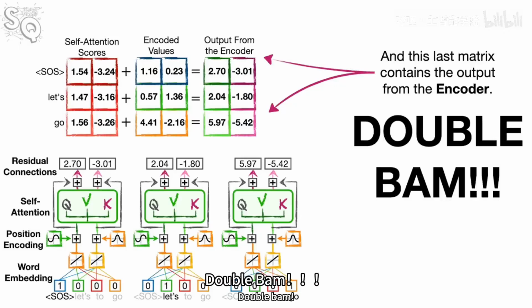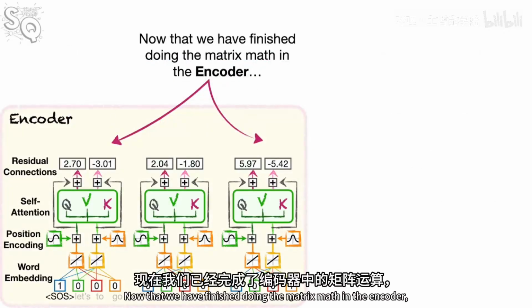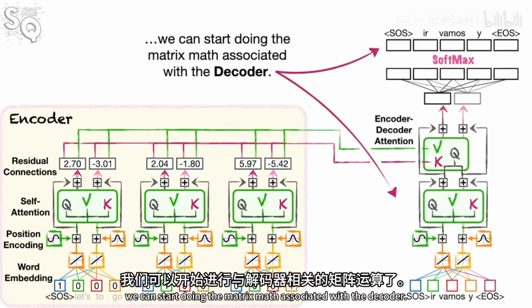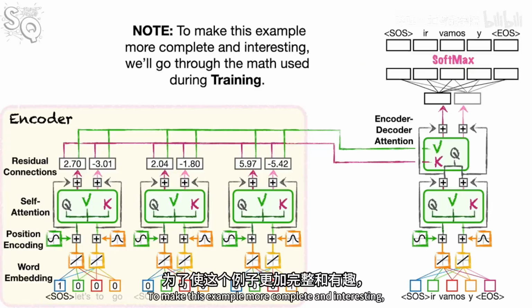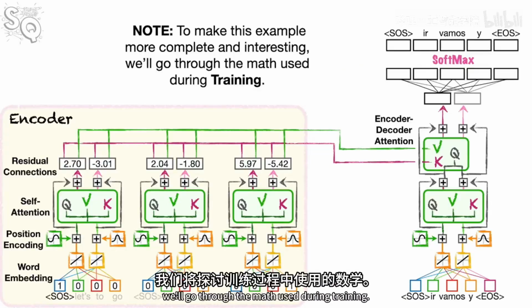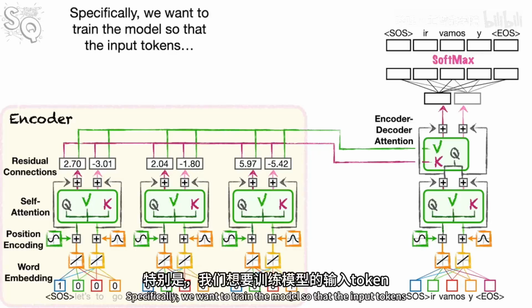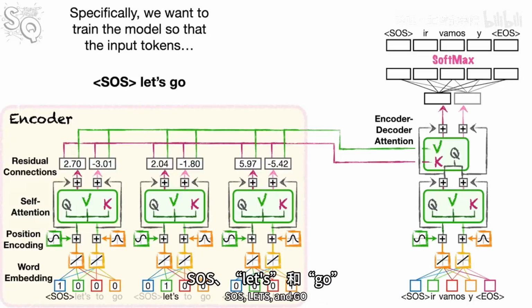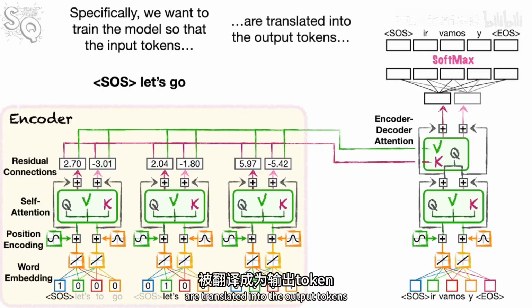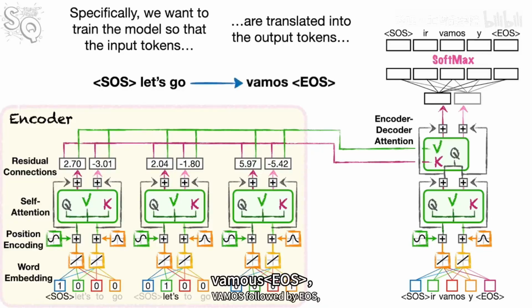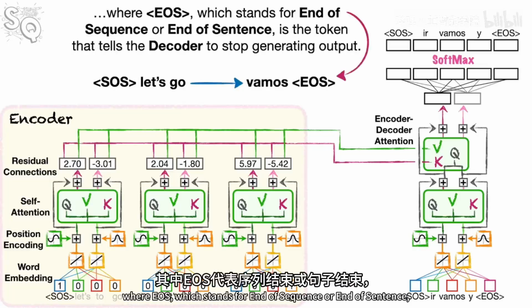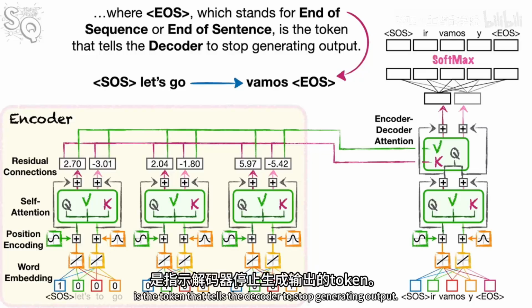Double bam! Now that we have finished doing the matrix math in the encoder, we can start doing the matrix math associated with the decoder. Note, to make this example more complete and interesting, we'll go through the math used during training. Specifically, we want to train the model so that the input tokens, SOS, Let's, and Go, are translated into the output tokens, Vamos followed by EOS, where EOS, which stands for end of sequence or end of sentence, is the token that tells the decoder to stop generating output.